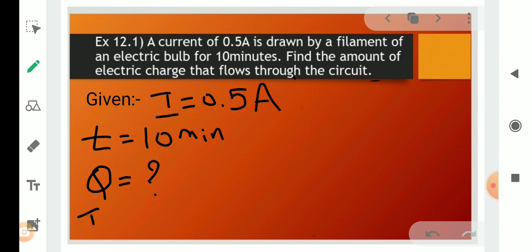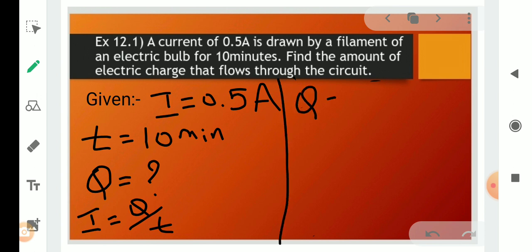Yes, which is the formula? Electric current I is equal to Q divided by T. Here which is unknown for us? Q. Therefore Q is equal to electric current I into time T. So now what you have to do? You have to substitute what is given. Before substituting it, you have to check whether electric current and time are in SI unit. So electric current SI unit is ampere. So it is correct, 0.5 ampere.